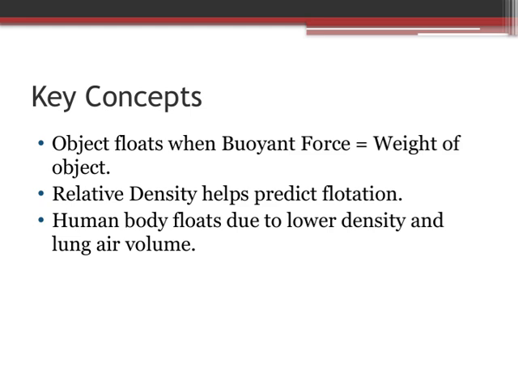For example, our human bodies tend to float quite easily. That's because our overall density is lower than water, thanks to the air in our lungs and the composition of our tissues. The volume of air in our lungs increases our buoyancy, making it easier to stay afloat. So the key takeaway here is that floating depends on the balance of forces, buoyant force versus weight, and relative density gives us a handy way to predict whether an object, including the human body, will float or sink. Understanding these concepts ties back to the broader theme of how objects interact with fluids and why certain materials or bodies behave the way they do in water.